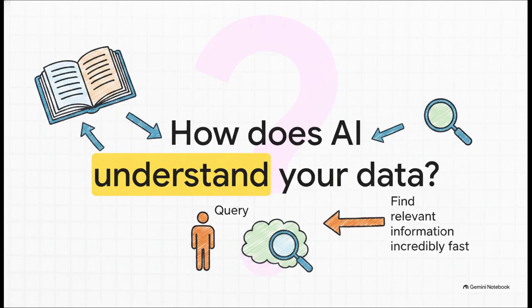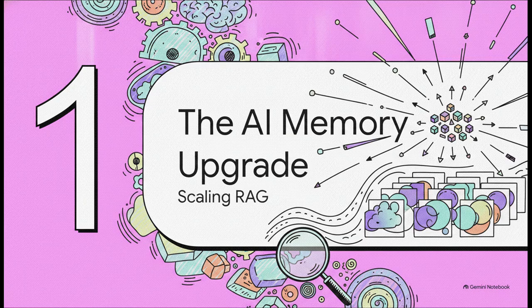If you ask an AI a question about your specific product, you want it to retrieve your specific product manual before it even starts generating an answer, right? But how does it find that relevant information so incredibly fast? Which brings us to Section 1, the AI memory upgrade.